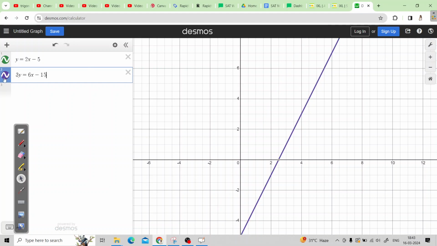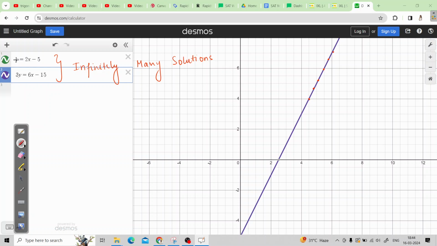See, now the purple line is exactly sitting on top of the green line. Both the lines are coinciding. So these two lines have infinitely many solutions, because there are infinitely many points which are common.